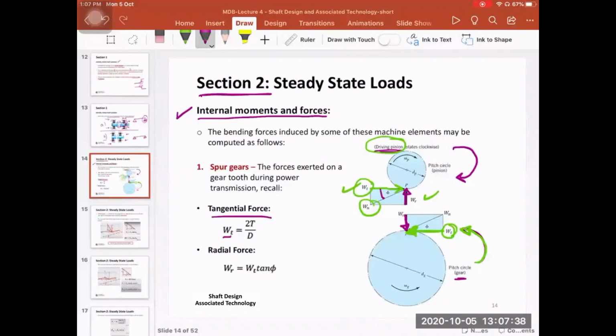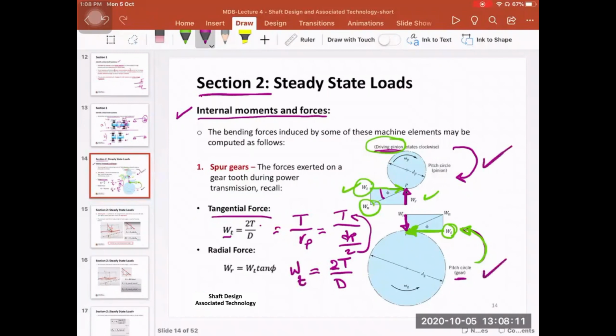So the tangential force here is equal to the torque divided by the radius of the pinion, for example, where the radius is the diameter of the pinion divided by 2. That's why here you see it's 2T divided by d. So this 2 goes up, so it's 2T divided by d. Either you are calculating this based on the diameter of the pinion or the diameter of the gear, so you can use d here.